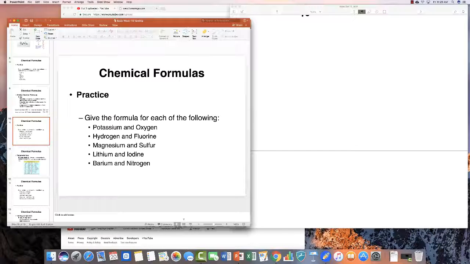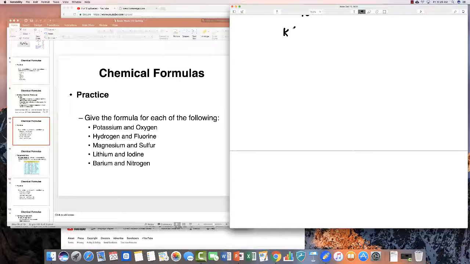What's the formula for potassium and oxygen? Okay, potassium is K, and it's less electronegative than oxygen, so we'll put it first. K is plus 1, O is minus 2. The least common multiple between these two is 2. 1 goes into 2 2 times. 2 goes into 2 1 time, and you don't write the 1, so the formula is K2O. Hydrogen and fluorine, HF. This is a minus 1, this is a plus 1. These are already written as they should be, HF.